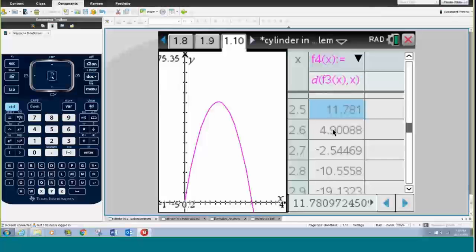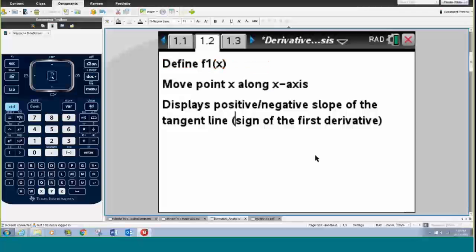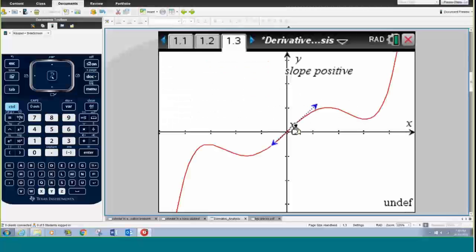Now, I found this file on TI Nspire, and this is a really nice file showing positive and negative gradients. If we move this file, it actually shows slope positive, slope negative. That is something they can do with various functions.